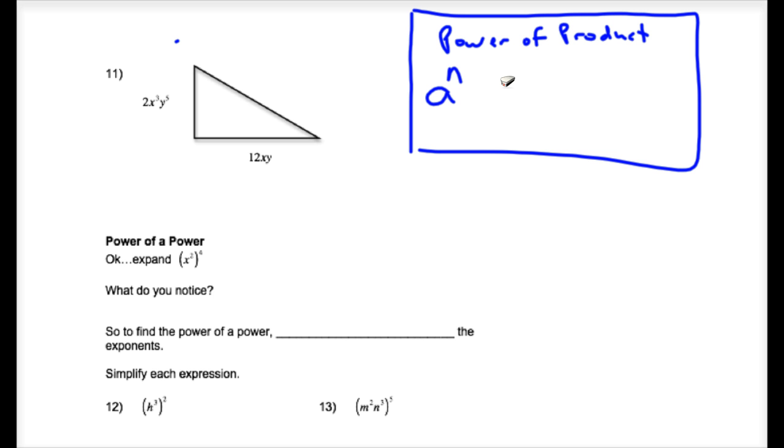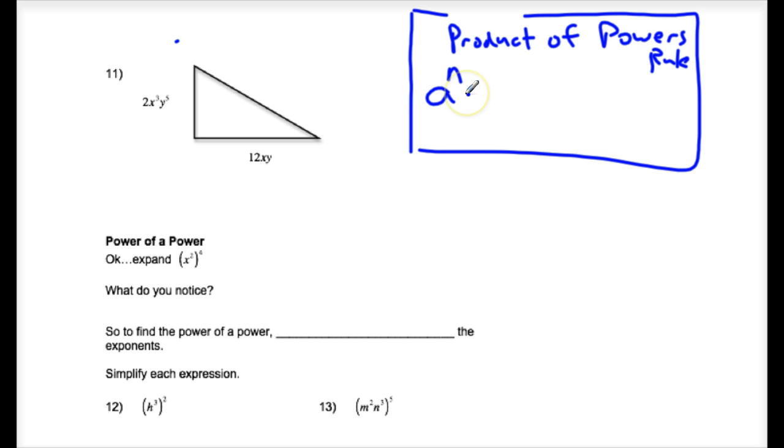Product of power. You could say product of powers rule. I think that is what it is. Product of powers. Oh yeah, I wrote an S.